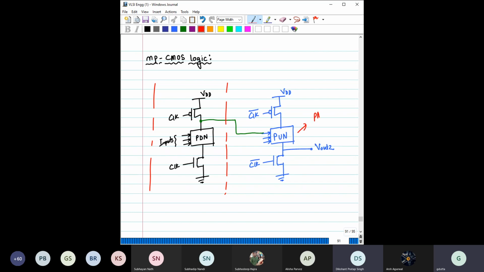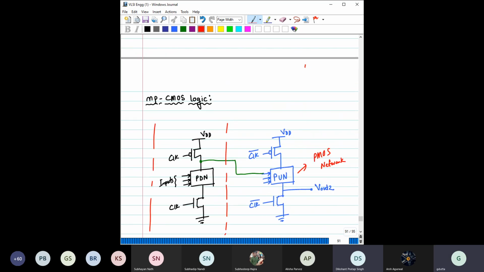Pull-up network means basically it is the PMOS network. You remember, for any static CMOS design, we have designed it like this: VDD, here we have Vin, here we have Vout. So this is that pull-up network, made up of PMOS. That part has been incorporated here. And the other one, the pull-down network, which is constituted by NMOS, is considered here.